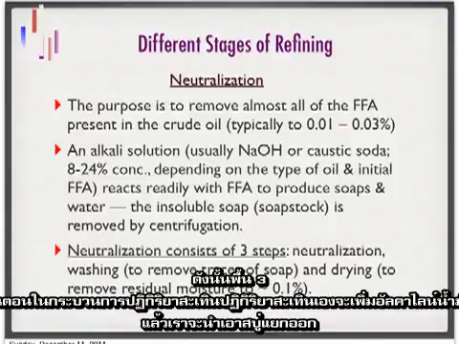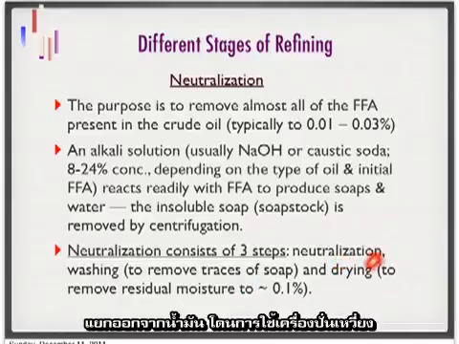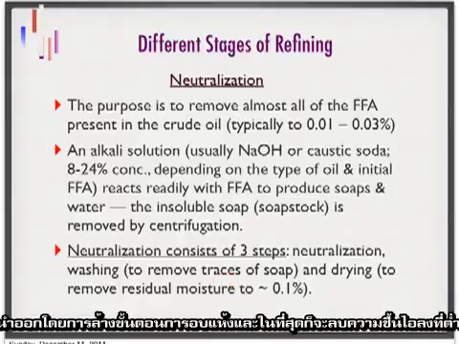So basically there are 3 steps in the neutralization process. The neutralization itself, where we add the alkali to the oil, then we separate the soap stock from the oil by using centrifugation. But after that, there's probably some traces of soap which can be removed further by a washing step, and finally drying to remove whatever moisture is still there down to a very low level, around 0.1%.